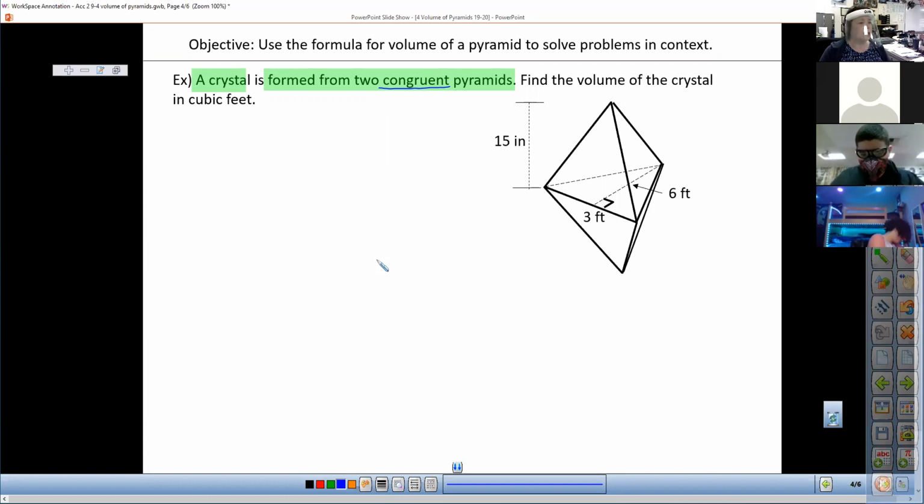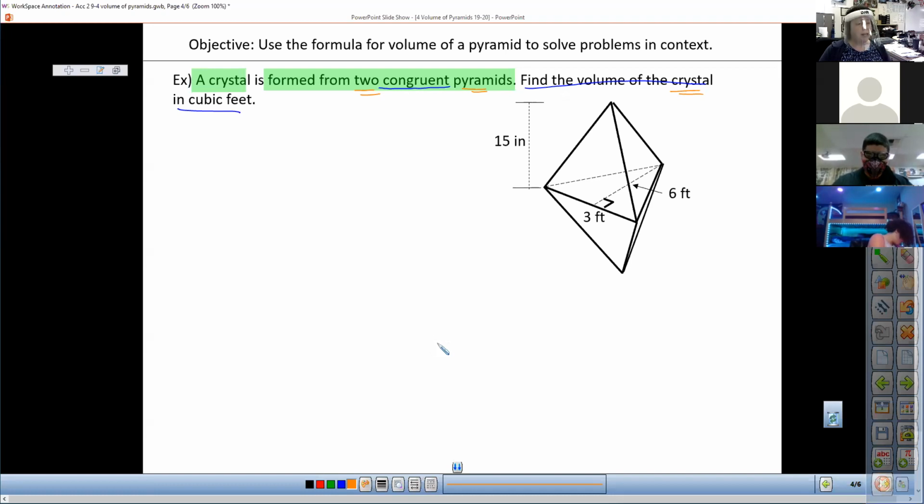If not, I'm going to share right now. It means that those two pyramids are exactly the same size and shape. That means they would have exactly the same volume. So we are to find the volume of the crystal in cubic feet. And so that means we have to realize that the crystal is two pyramids. So we'll find the volume of one of those pyramids, and then we'll be able to multiply it times 2, or you could add it to itself to find the volume of the crystal.